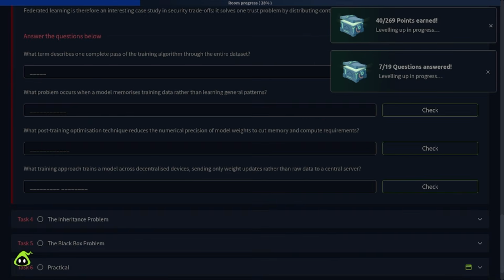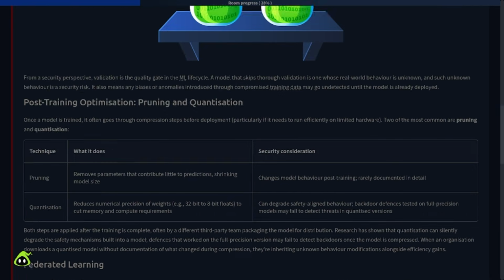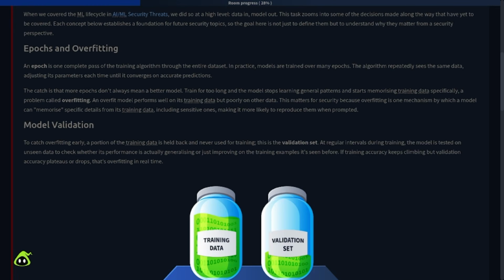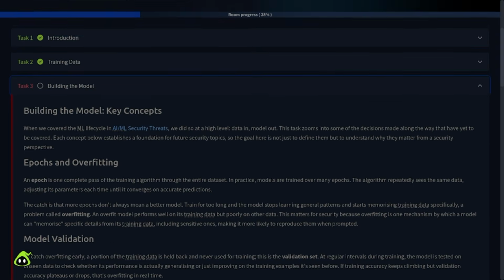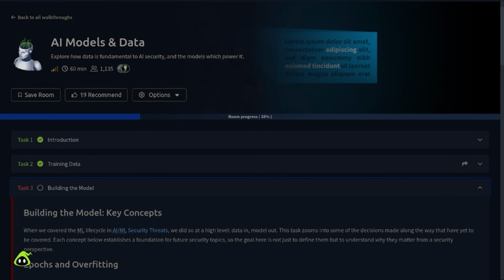Honestly, I'm doing this room on the first try, since the AI security learning path just launched yesterday. So I haven't done this room previously. I'm going through it alongside you.